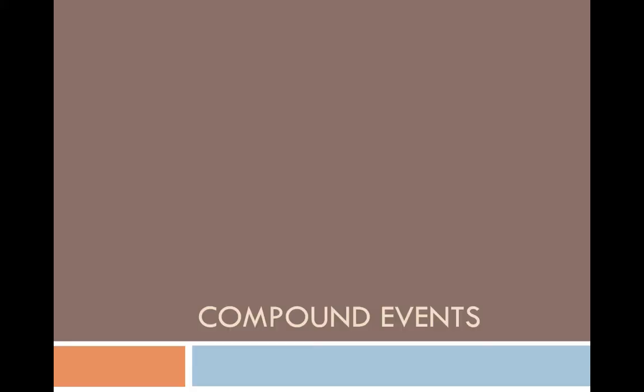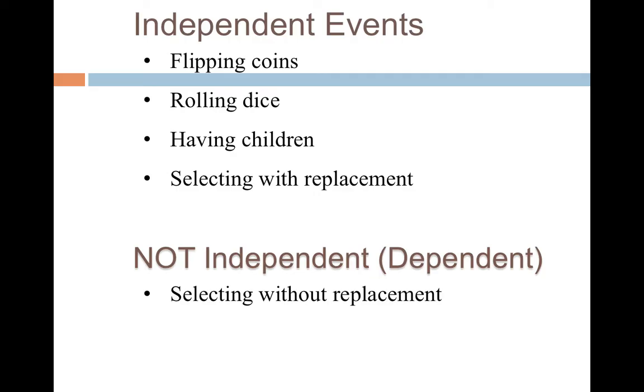Compound events. With compound events, we're going to be doing more than one thing at a time. So we might be drawing 3 cards out of the deck or picking 3 or 4 of anything. So pulling more than one thing out at a time. Before we get to some problems, let's talk about the difference between independent and dependent events.